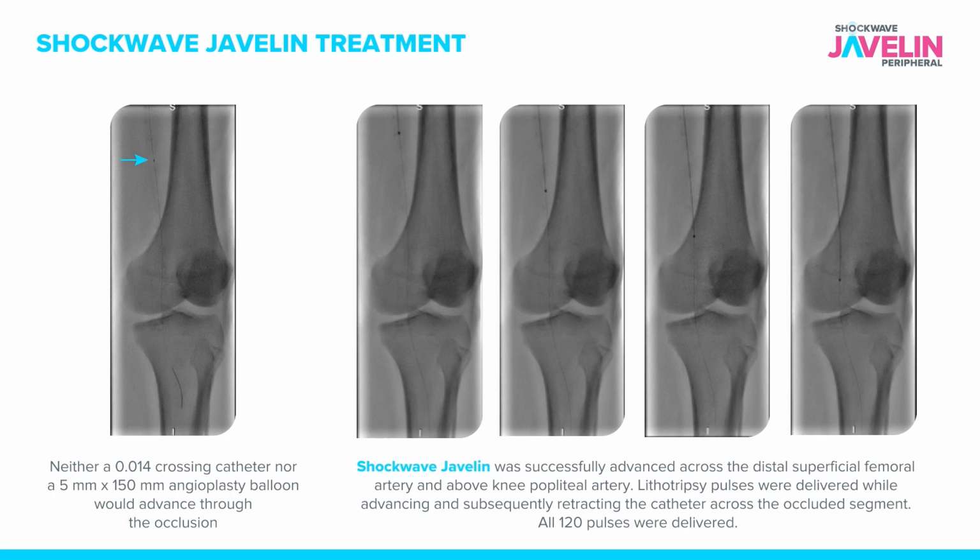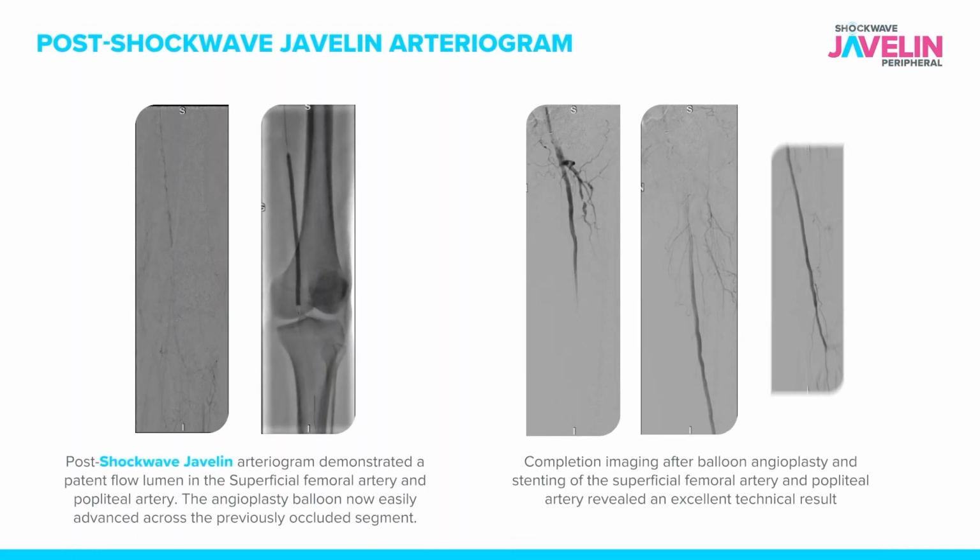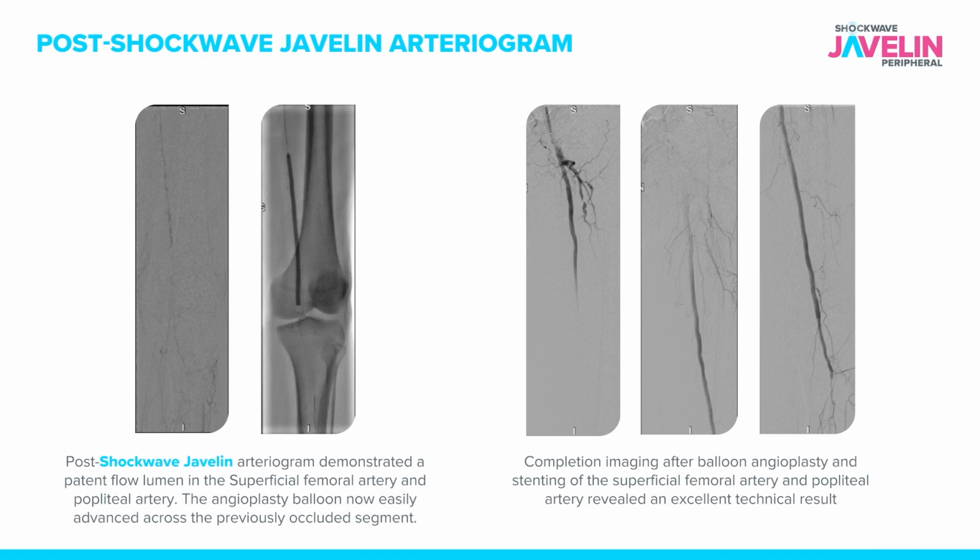We were able to deliver 60 pulses while advancing the catheter antegrade, and then an additional 60 pulses slowly while retracting the catheter over the wire. Following this, we established a flow lumen through the occluded segment, and then were able to very easily advance the balloon to perform balloon angioplasty of the occluded superficial femoral artery and popliteal artery segment, which then set us up for successful definitive therapy with balloon angioplasty and stenting on the previously occluded SFA pop.